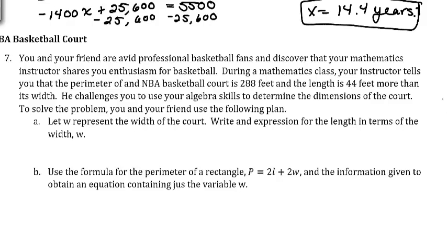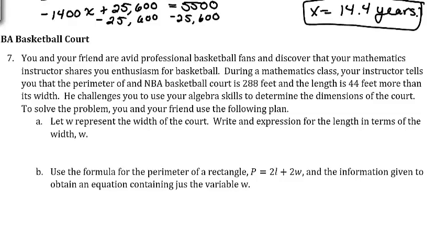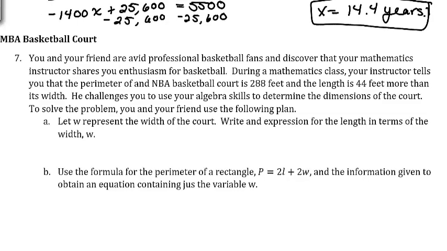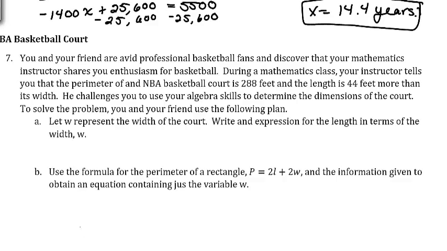Okay, so now we're skipping a problem or two, and we're going to jump ahead to problem 7, and this is about the NBA basketball court. You and your friends are avid professional basketball fans and discover that your mathematics instructor shares your enthusiasm for basketball. During a mathematics class, your instructor tells you that the perimeter of the NBA basketball court is 288 feet and the length is 44 feet more than the width. He challenges you to use your algebra skills to determine the dimensions of the court.